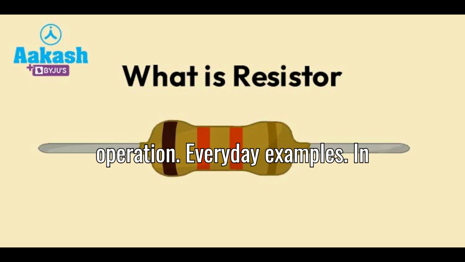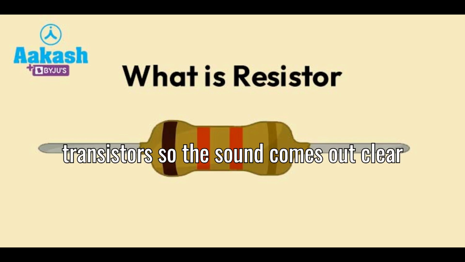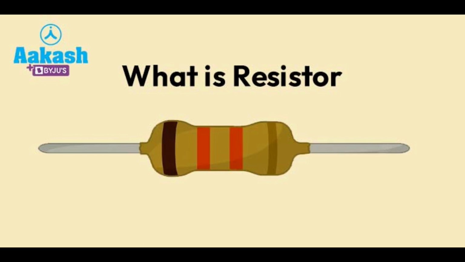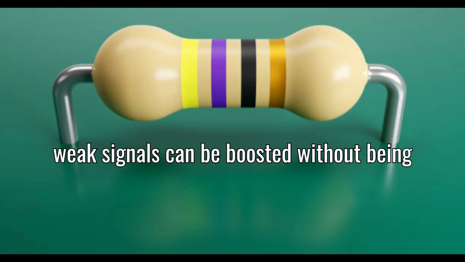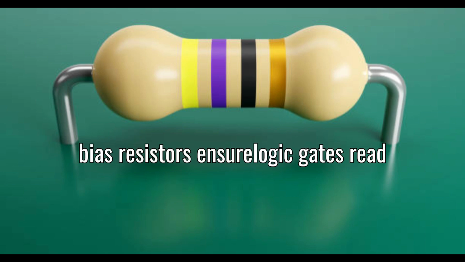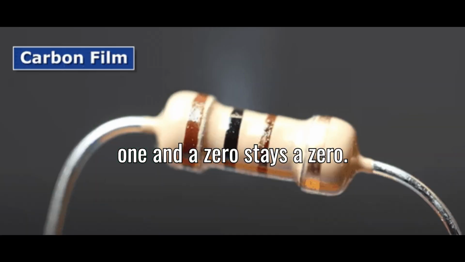Everyday examples. In an audio amplifier, resistors bias transistors, so the sound comes out clear instead of distorted. In radio circuits, resistors bias transistors to make sure weak signals can be boosted without being drowned in noise. In digital electronics, bias resistors ensure logic gates read signals correctly. A 1 stays a 1, and a 0 stays a 0.